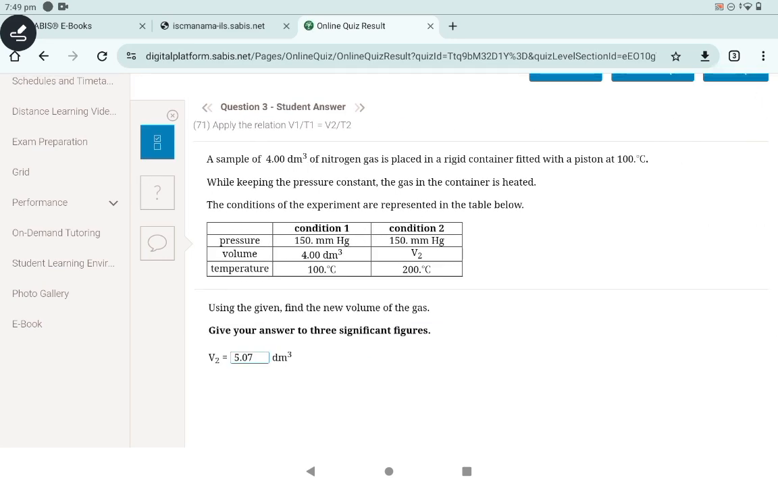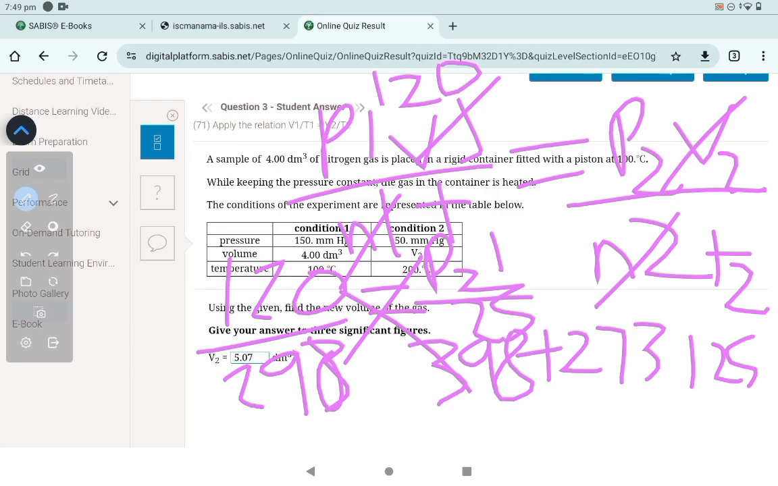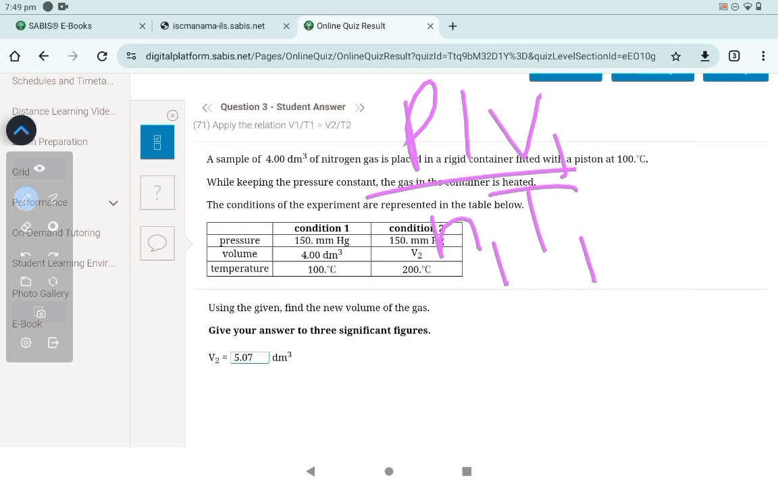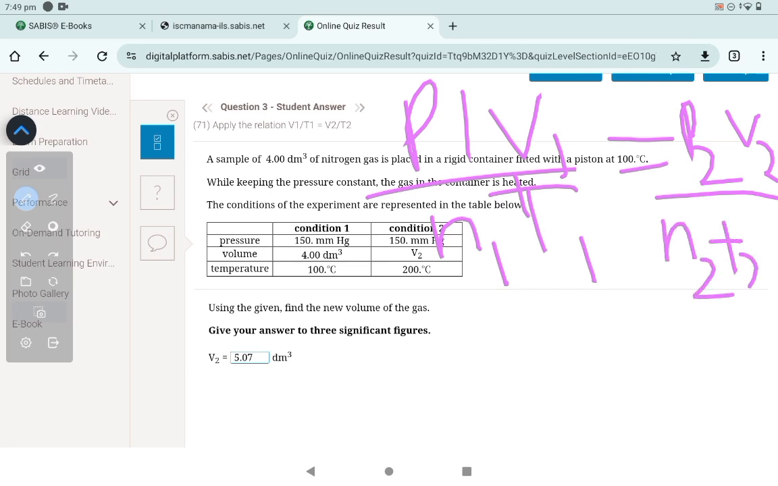Alright, next one, same thing here, just a little bit of difference. Same rule: P1 V1 over N1 T1 is equal to P2 V2 over N2 T2. Apologize for the bad handwriting here. Now pressure stays the same, cross that out.